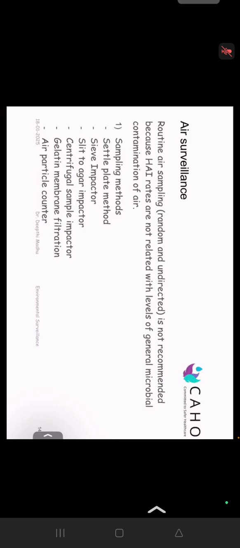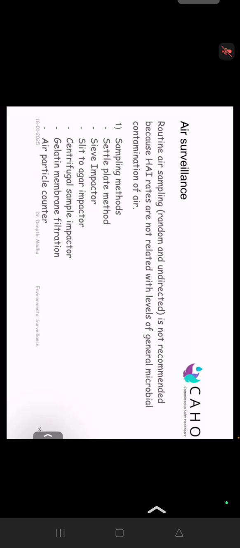So, what are the sampling methods for air surveillance? You can have the settle plate method, which is the most routinely used, most financially feasible, economically viable methodology. You do not require any additional equipment for this. You just need a culture plate. Then you have sieve impactor, slit to agar impactor, centrifugal sample impactor, gelatin membrane filtration, and air particle counter. So the last 5 actively push or pull air through the equipment, which helps in sample collection. Whereas in the settle plate method, it occurs by itself.